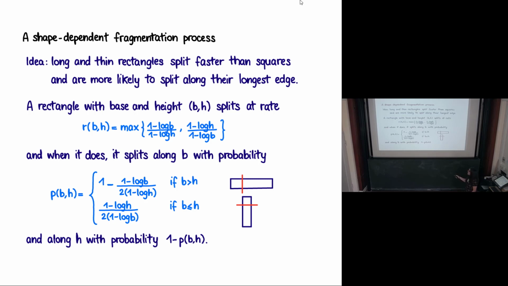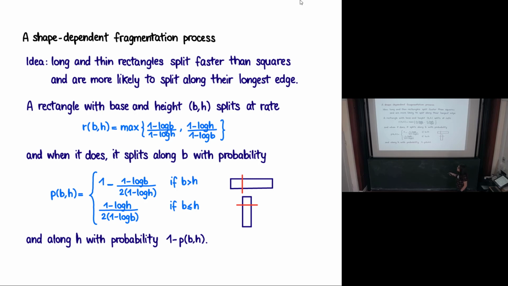So we will be looking at a rate function which is the maximum of these two ratios. So you should think that if B is equal to H, so if we have a square, this will just be 1. So squares will split at rate 1. And whenever either B is much smaller than H or the other way around, so as long as a rectangle moves away from the square, this ratio gets much larger, and so it will break much faster than squares.